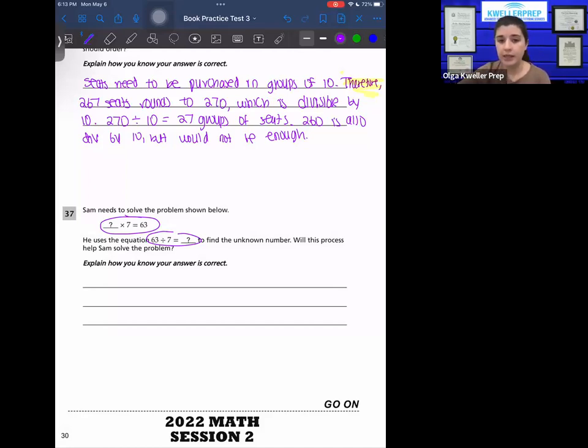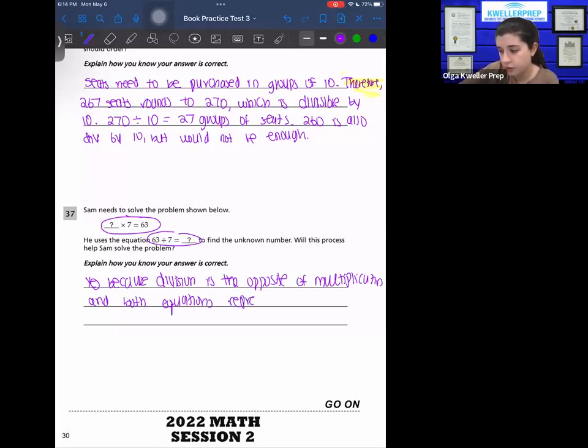Oh, absolutely. I would say yes, because division is the opposite of multiplication. And both equations represent 63 being divided into 7 pieces. Something like that.